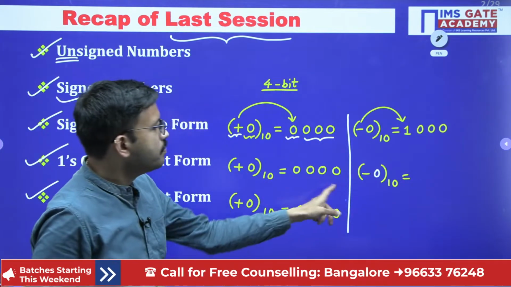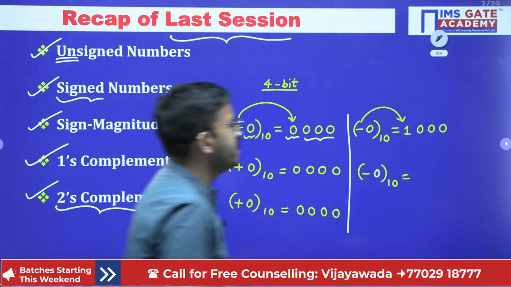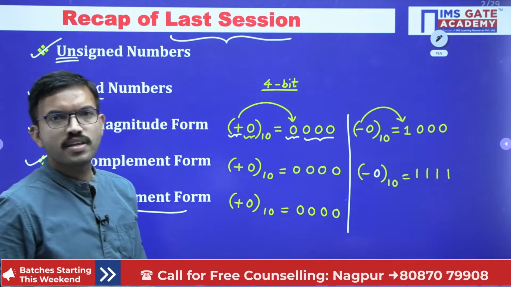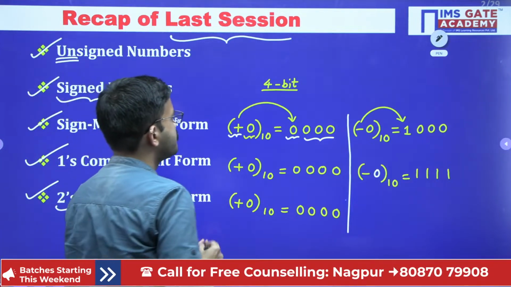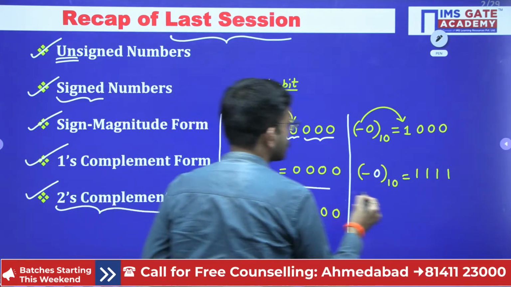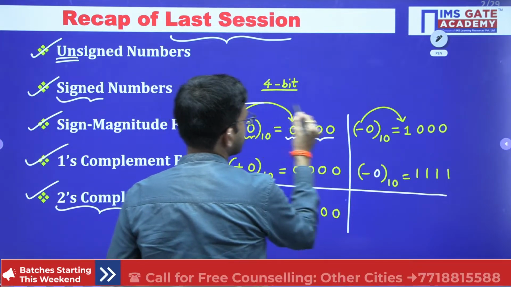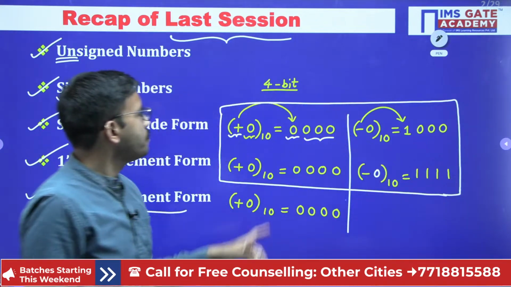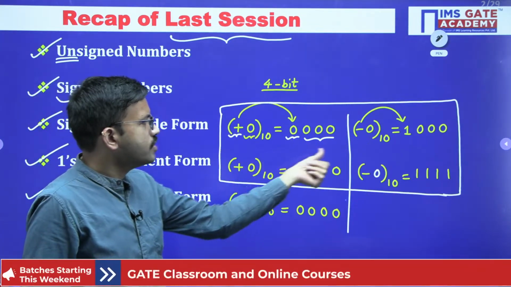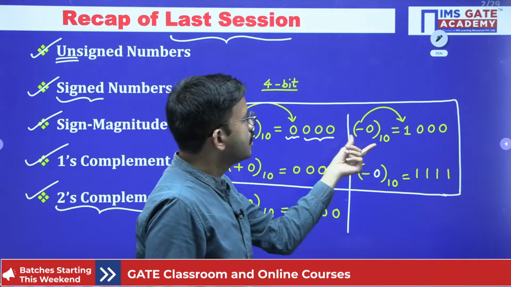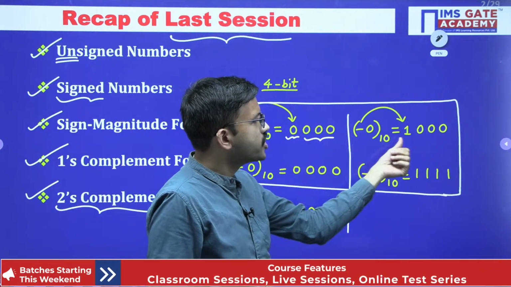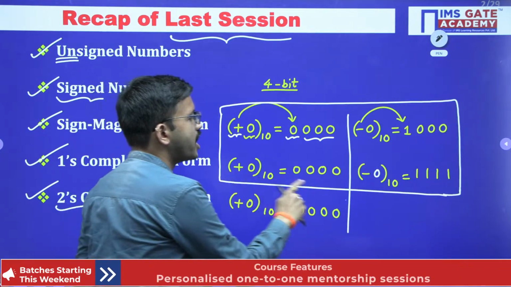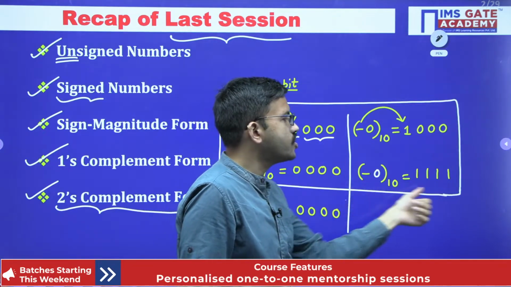Here all the bits are 0. If you apply 1's complement, you will get all the bits as 1. Up to now, if you observe, for plus 0 in sign magnitude form you have 4 zeros, whereas for minus 0 in sign magnitude form you get 1 triple 0. Similarly, in 1's complement form, for plus 0 you have 4 zeros, whereas for minus 0 you get 4 ones.